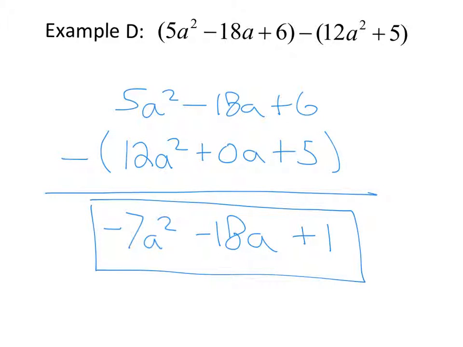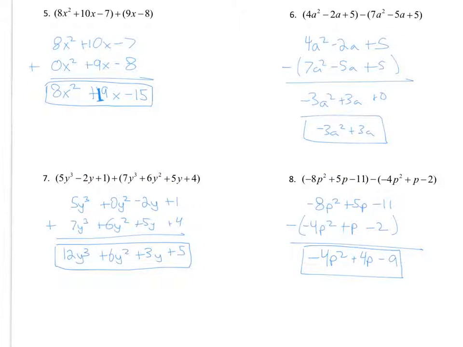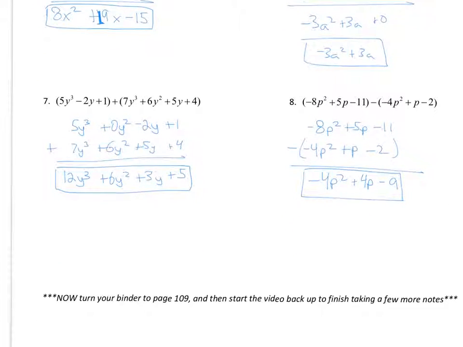Okay. Now you're going to try out the next 4 problems. Pause the video. Okay, here are your answers for 5 through 8. One thing I want to point out, for example in number 6, look here, we've got negative 2a minus negative 5a. The minus negative becomes plus. So really you should then say negative 2a plus 5a, which gives me positive 3a. So that's why that answer is that. Okay, so pause it so you can check your other answers, and then we'll move on to your binders, page 109.